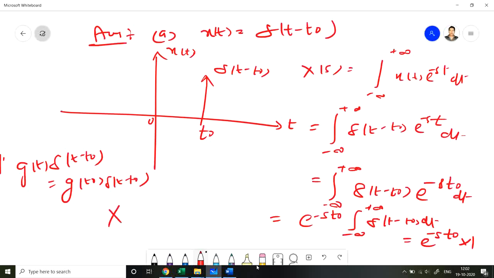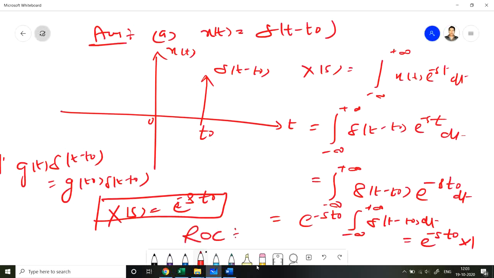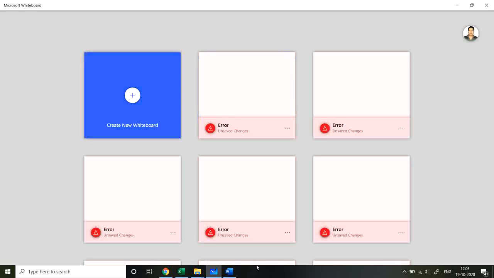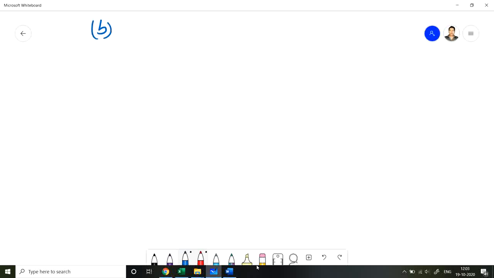So ultimately the Laplace transform X(s) is e^(−st0), and the ROC is basically all values of s. If we see the convergence, then we can find out that the ROC is the entire s-plane. So the ROC is the entire s-plane.